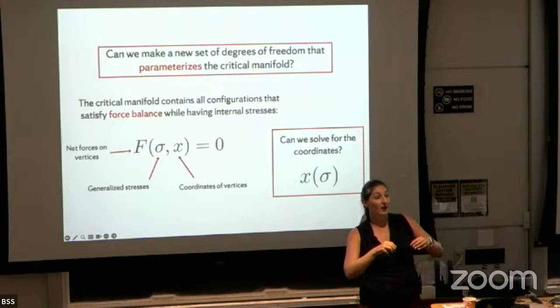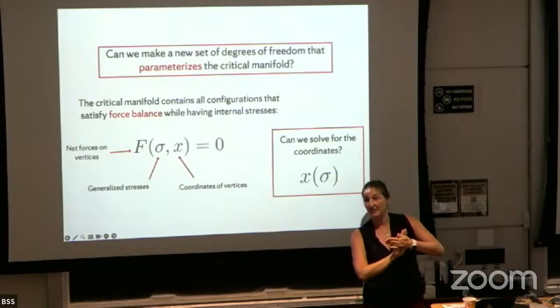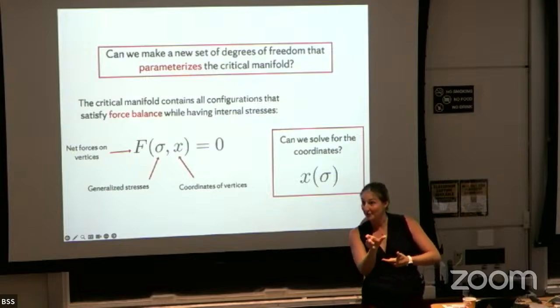So let me say that again. When we go across this critical point, we start to have a state of self-stress, and those self-stresses are really important for the rigidity. We showed that because the rigidity depends on the pre-stress matrix, and the pre-stress matrix has that sigma inside of it.